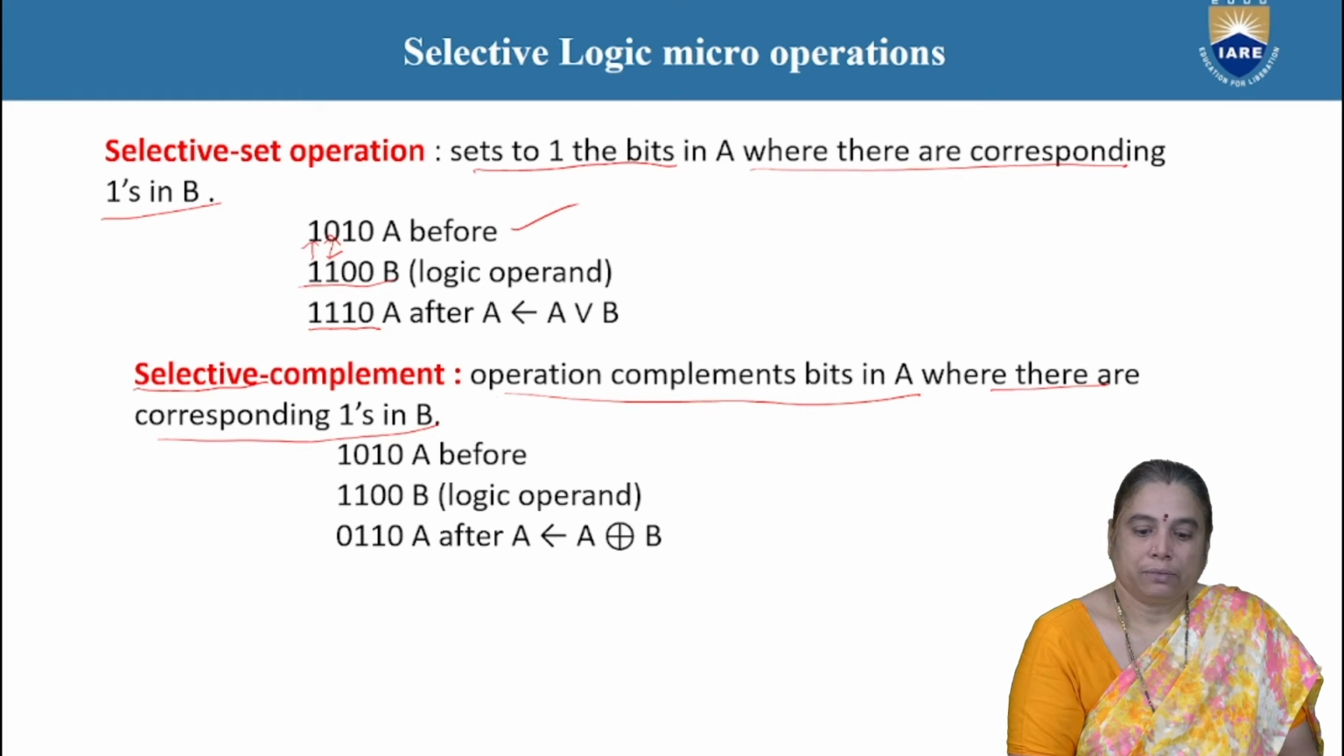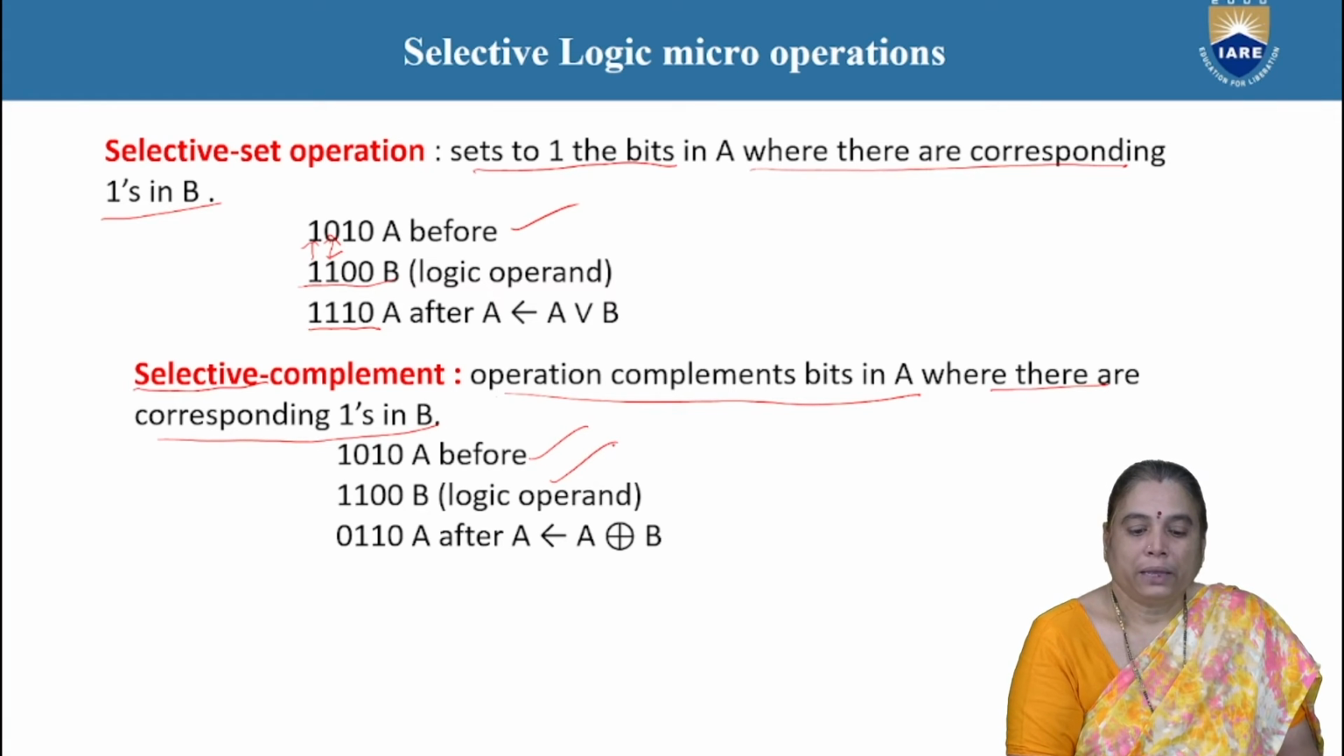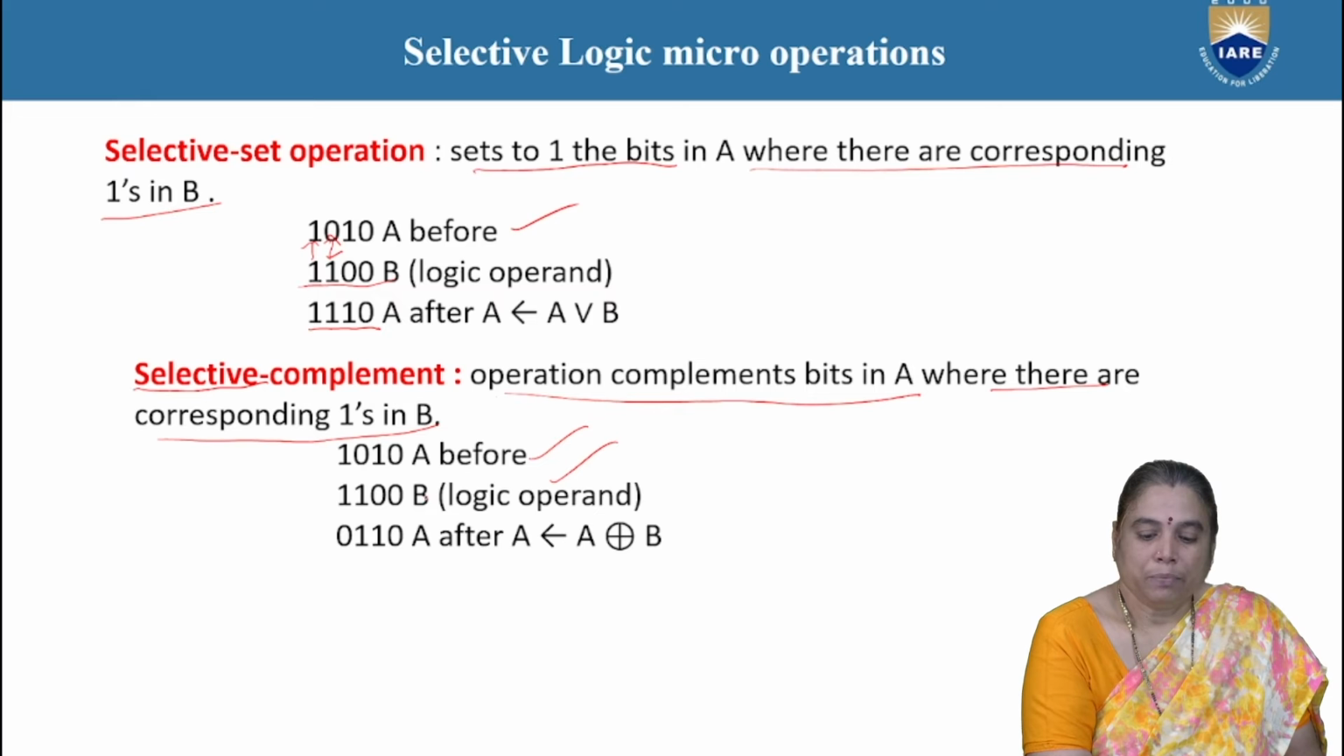Consider the same example. This is the value of A and this is the value of B before applying the selective complement. After applying the selective complement, in the B, where there is an occurrence of 1 has to be found. So in this bit, the B value is 1. The corresponding bit in the A can be complemented. So this 0 has to be changed to 1.